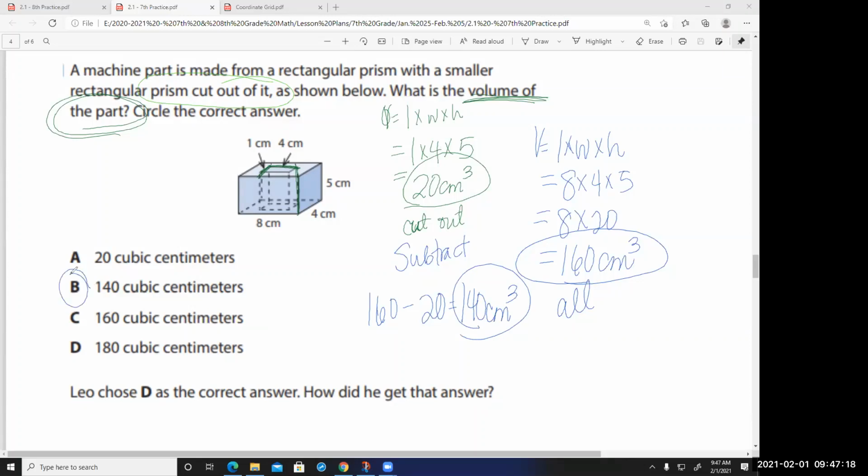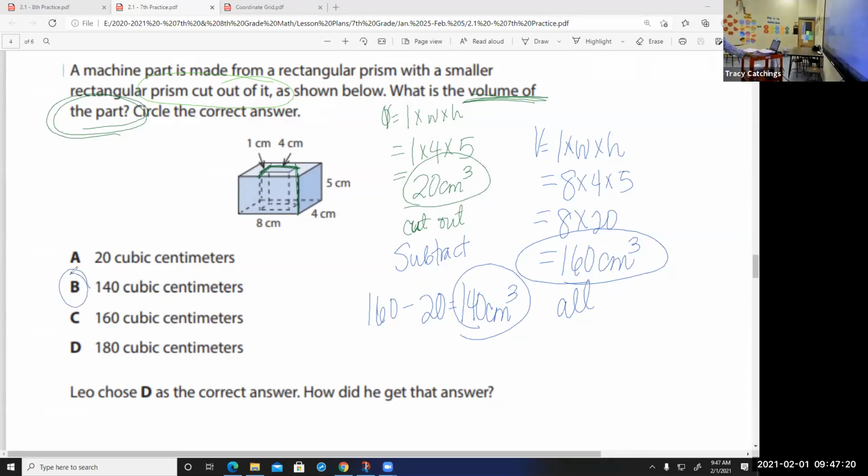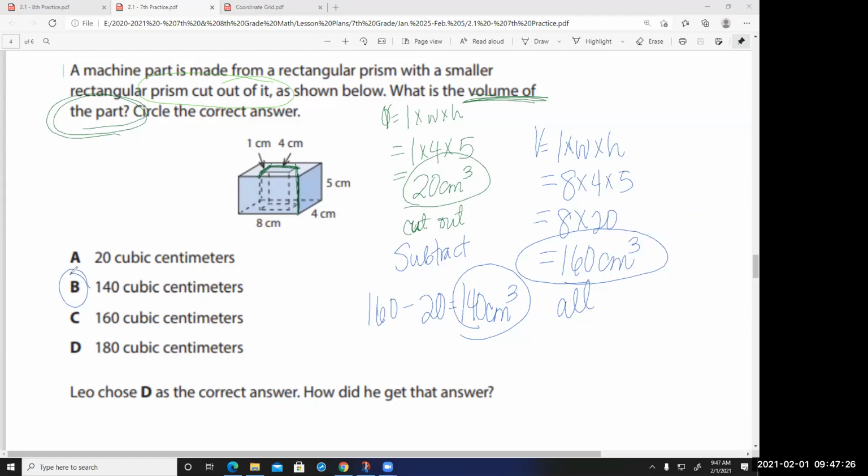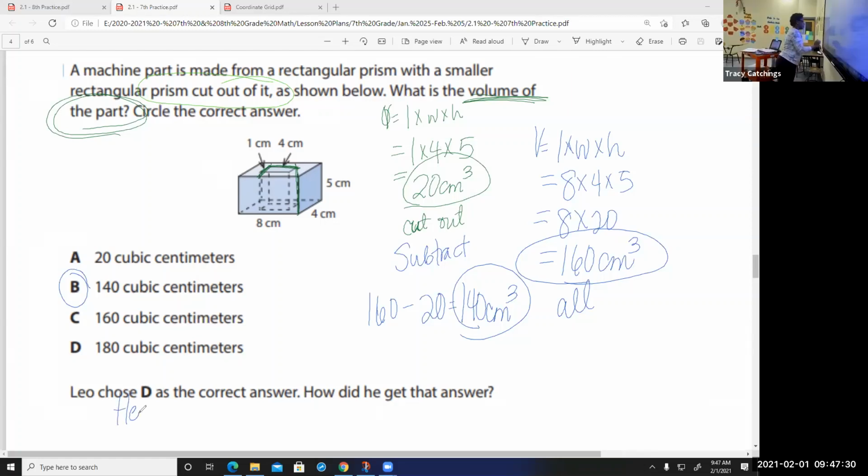All right. How did he end up with D? How did he get 180? He added. Yeah, 160 plus 20. We know 160 and 20. He added the cut out part to the whole.